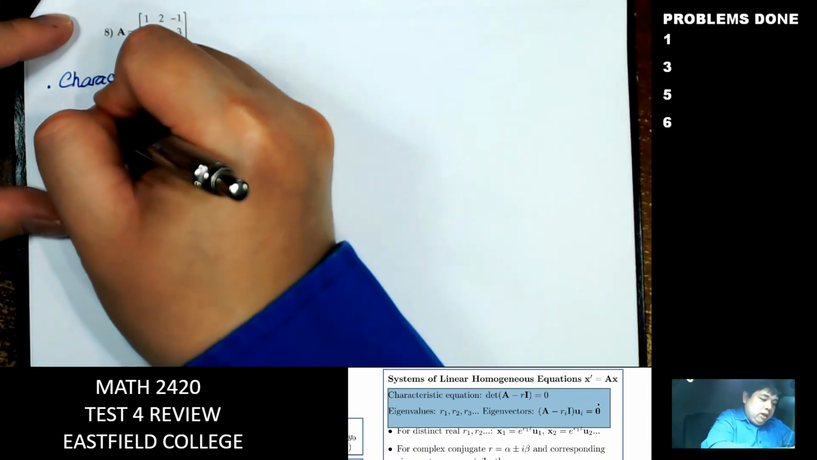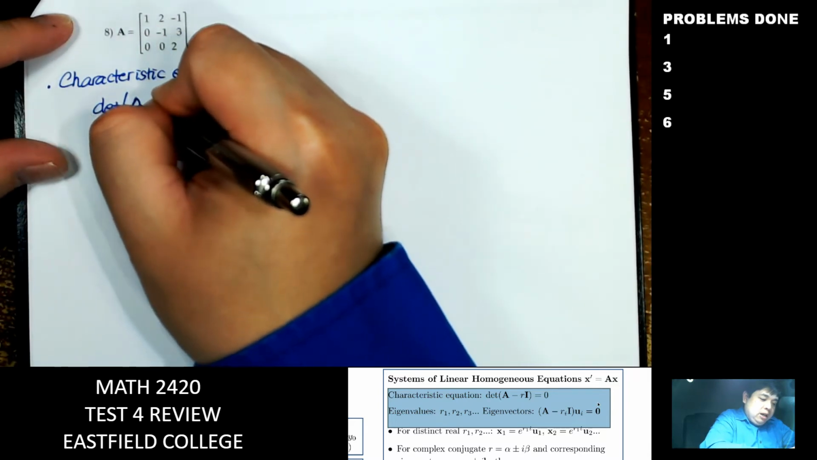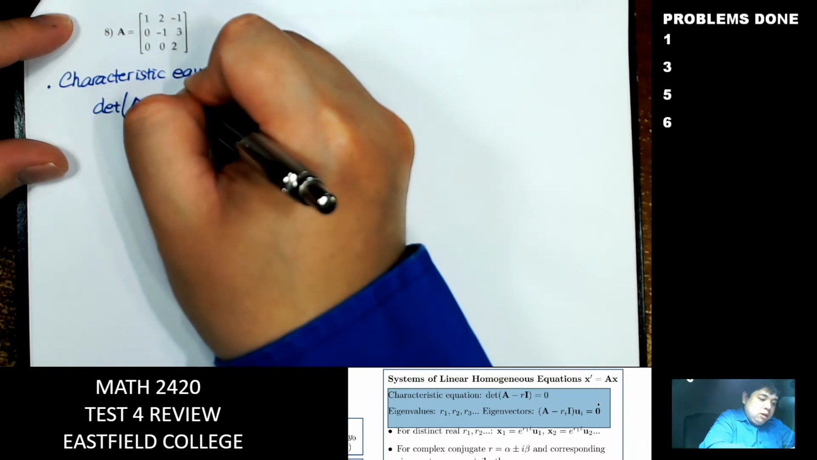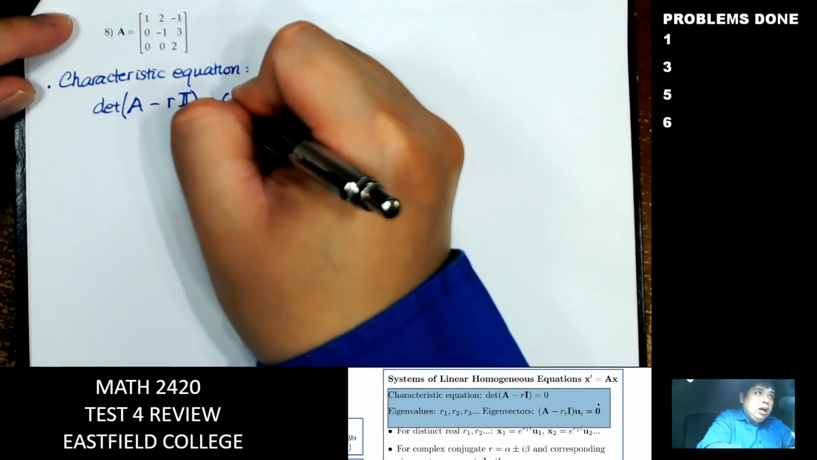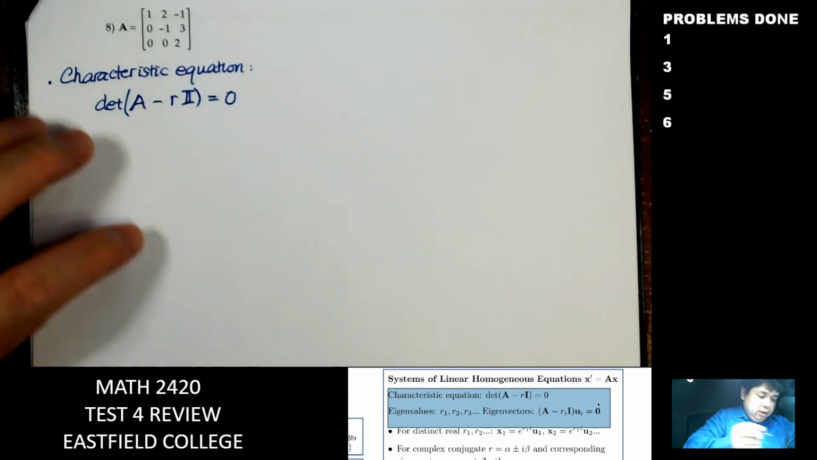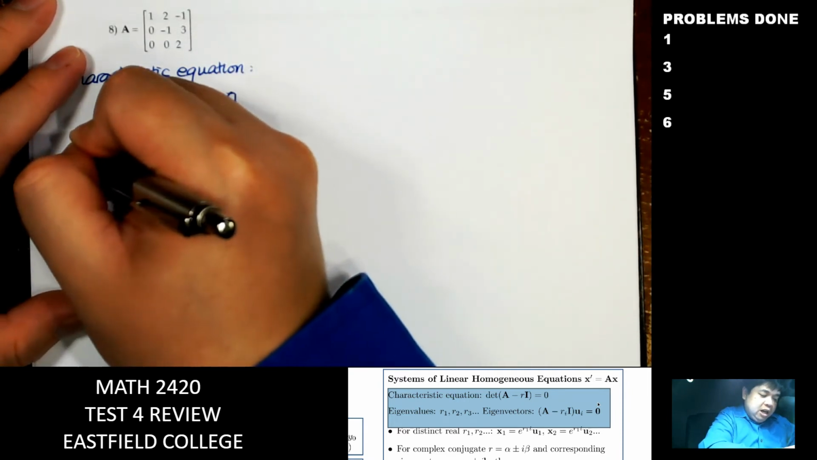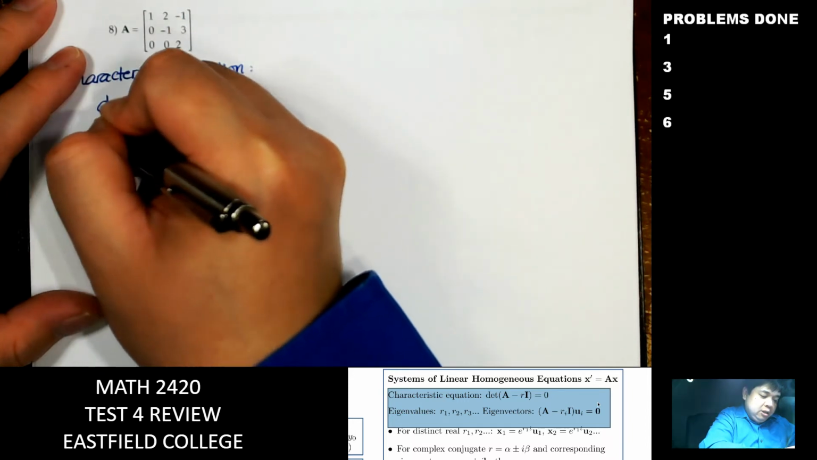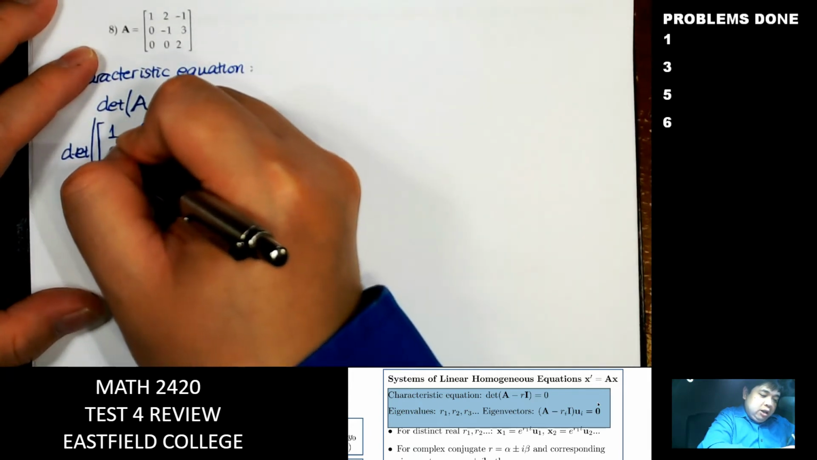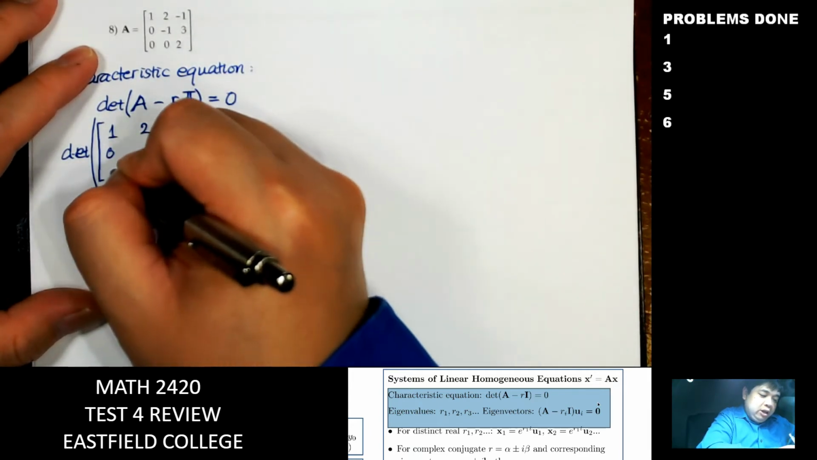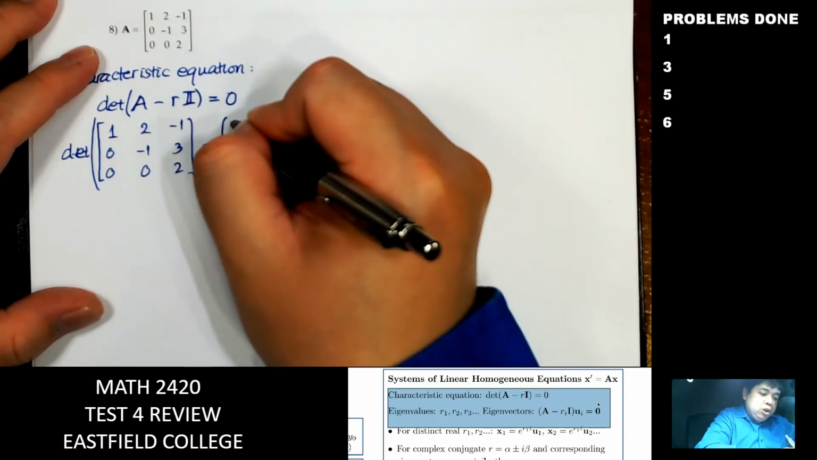So we have the determinant of the matrix A minus R times the identity, supposed to be equal to 0. Let's just write the determinant of the matrix 1, 2, -1, 0, -1, 3, 0, 0, 2, minus. Now we multiply R into the identity matrix.